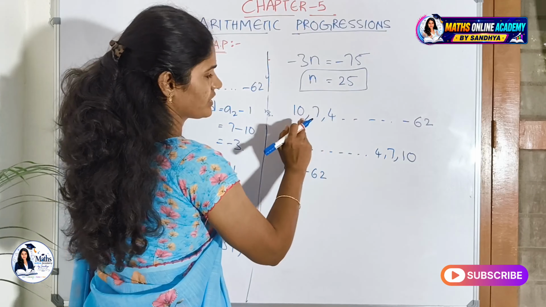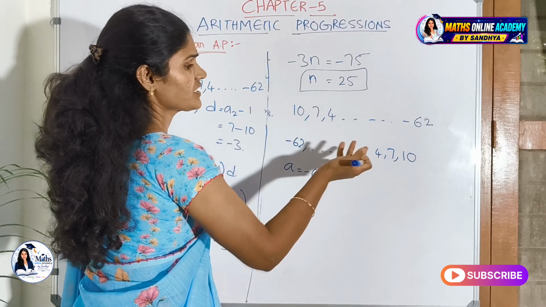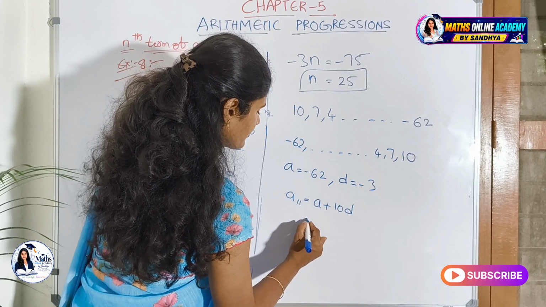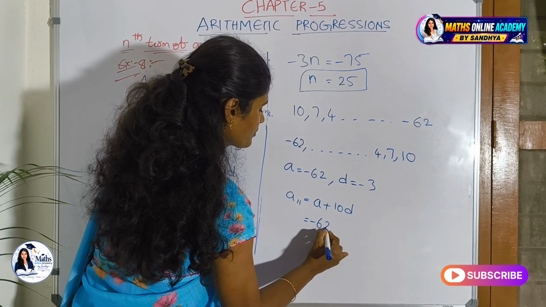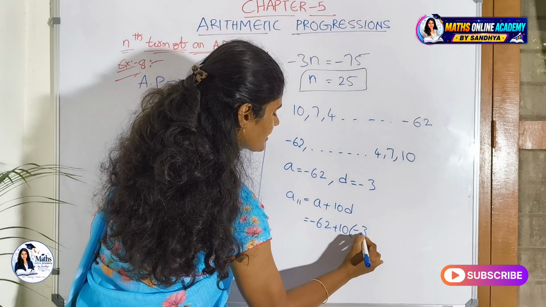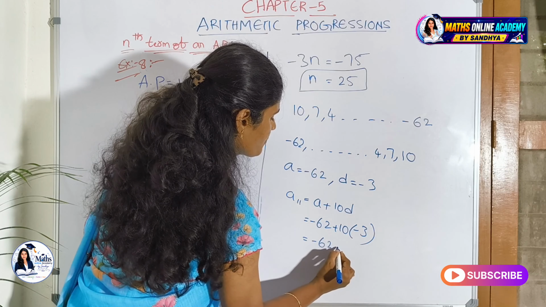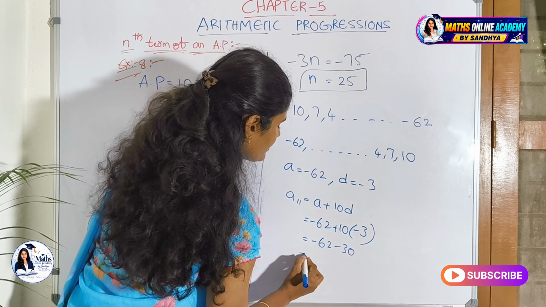Yes. From here to the 11th term means we are simplifying. This is the a term, and this is the same for everything, minus 3. So you can easily get a11 equals a plus 10d, the formula is a plus 10d. So a is minus 62 plus 10 into minus 3. So minus 62 minus 30 means minus 92. So the 11th term of this set is minus 92.